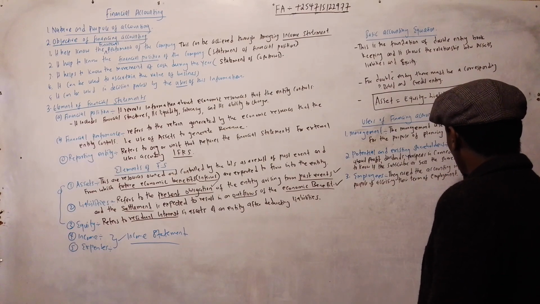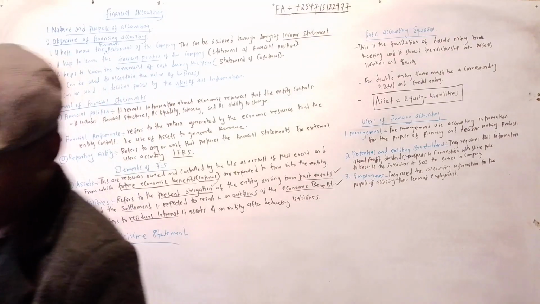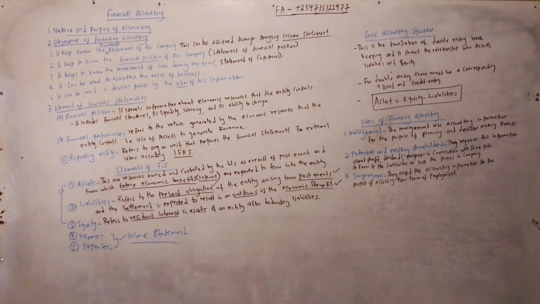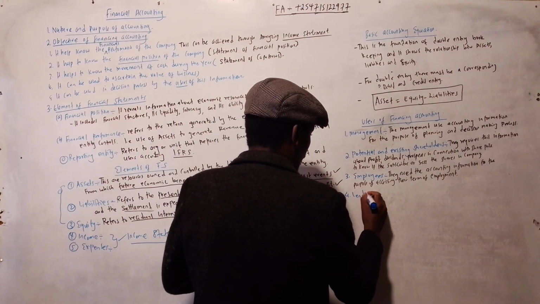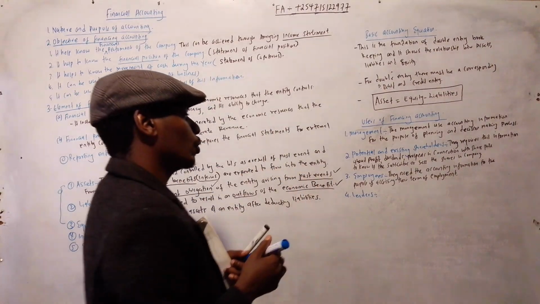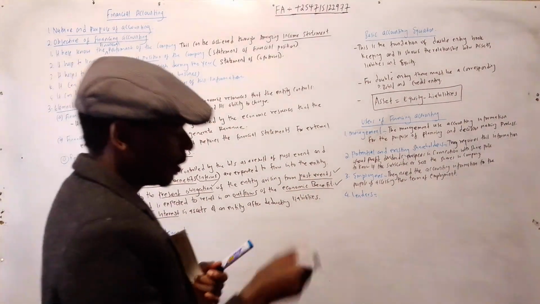So they need this information so as to assess their terms of employment. We have lenders. Those are the people who give loans to the company. Now they need to know if the company can easily repay their loan. So they need the accounting information to assess if the company can repay back their loan.